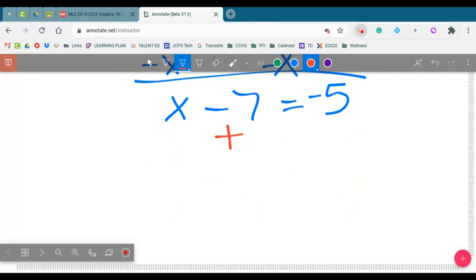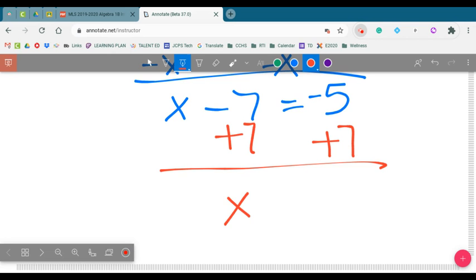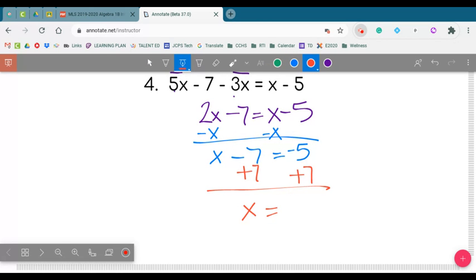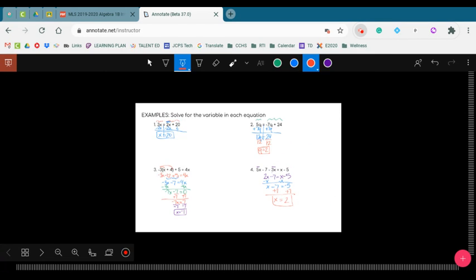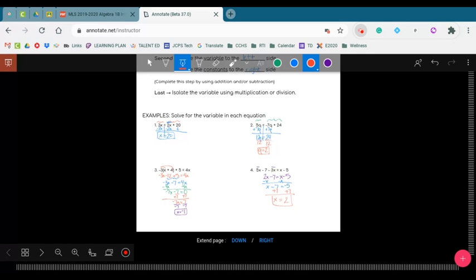So I have to do the opposite, which is positive 7. So I'm going to get x equals a positive 2, because negative 5 and a positive 2, if you type that into your calculator, you're going to get a 2. Okay, let me know if you guys have any questions on 1 through 4. We're going to move on to the next page.